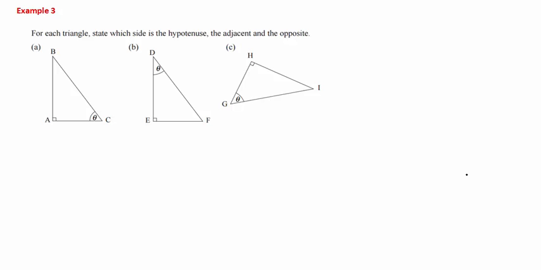Okay, in example 3, we want to label the hypotenuse, adjacent, and opposite of each triangle. So let's write the hypotenuse here. Hypotenuse is opposite the right angle. So this one here will be BC. How about the hypotenuse for this one? Hypotenuse will be DF. And the hypotenuse here, opposite the right angle, GI.